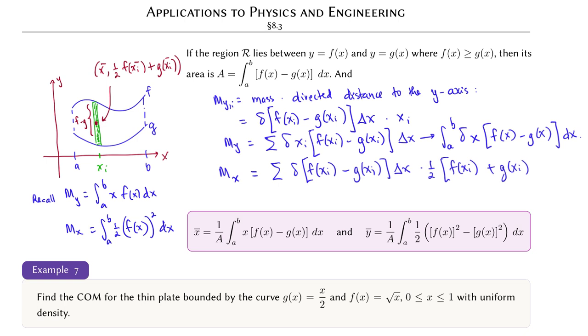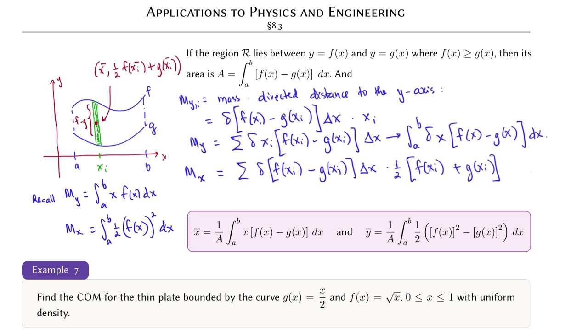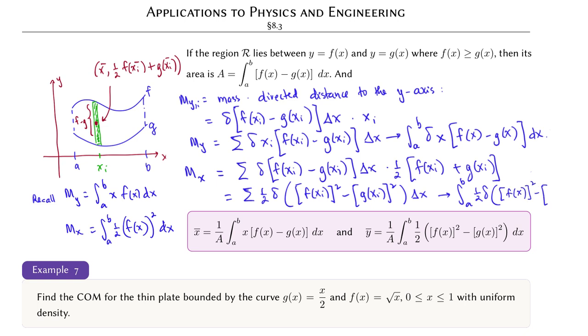Simplifying this expression, f of x minus g of x times f of x plus g of x is the product of the conjugates. So we end up with f of x squared minus g of x squared. Taking n to infinity, we have the definite integral from a to b of 1/2, the density, f of x squared minus g of x squared.